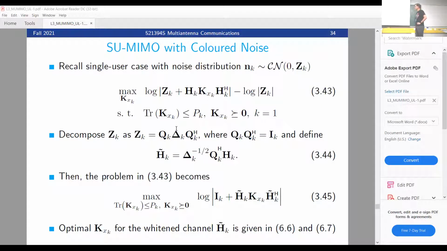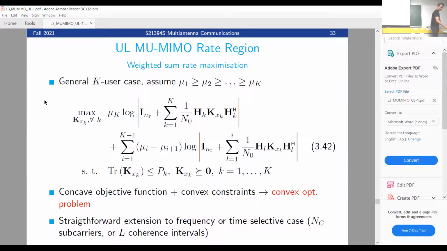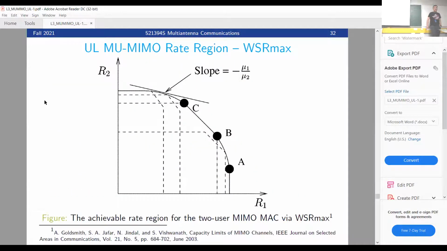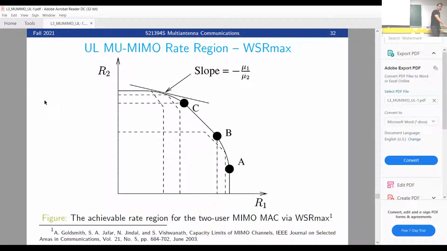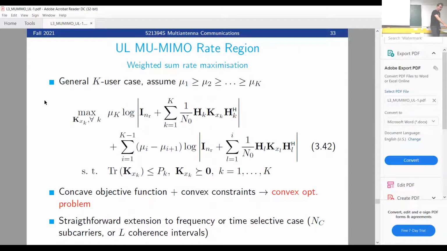So yesterday we went through how to compute the rate region for the uplink multi-user MIMO case, and also yesterday we decided that generating a rate region like this will be one of the homeworks for next week's Thursday. Quite straightforward implementation of the math.